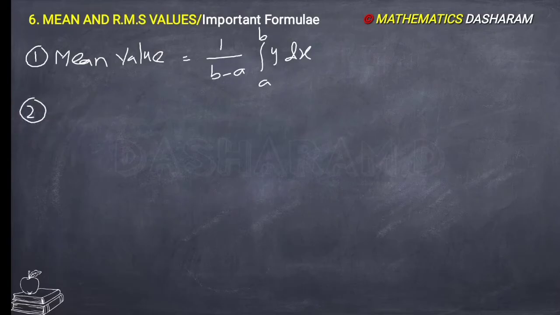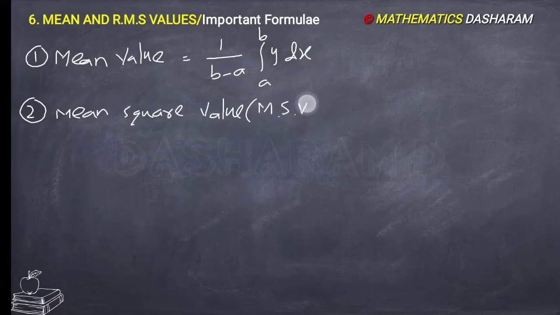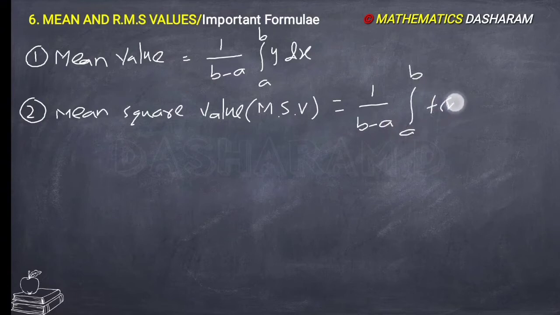Next, second formula, mean square value. So in shortcut, M.S.V equals 1 by (b minus a) integration a to b f of x whole square dx.